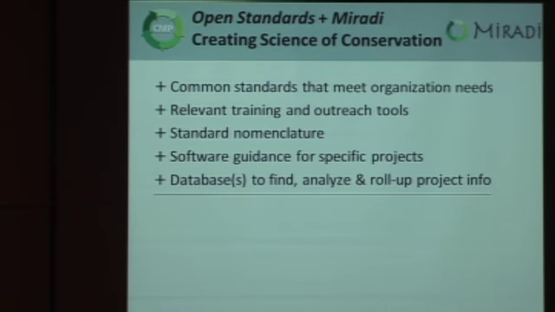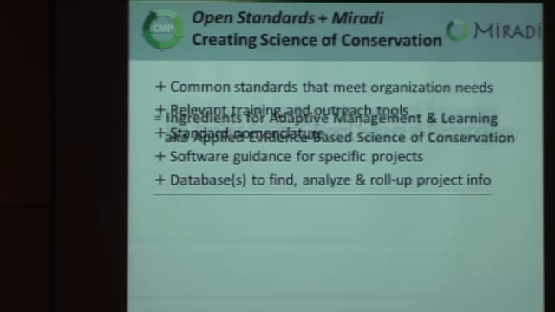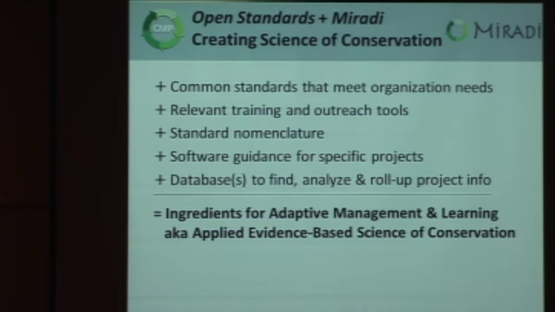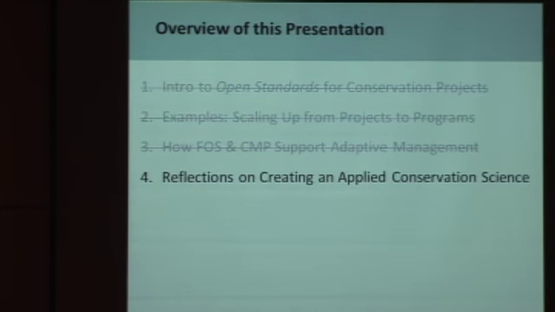So we think that together, the common standards, relevant training and outreach tools, standard nomenclature, software guidance, and databases, all those things that we're working on, not just as one organization, but as a collection of a whole bunch of organizations and agencies, collectively those add up to the ingredients for adaptive management and learning, AKA an applied evidence-based science of conservation. So we hopefully are starting to make some progress in that regard. In my last few minutes here, I'd like to give you some potential reflections on what it takes to create an applied conservation science.